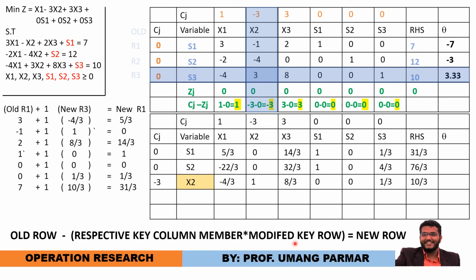And the modified key row members are written here. So after simplification, you can get these new row members, and they are 5 by 3, 0, 14 by 3, 1, 0, 1 by 3 and 31 by 3. And these members are just written here in the first column which is left. So this is how we are modifying our simplex table.